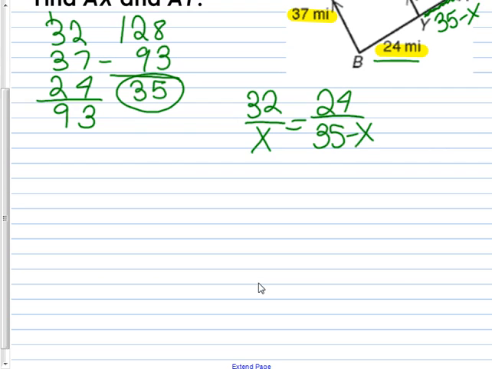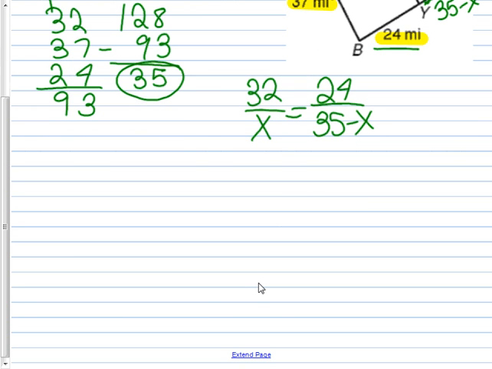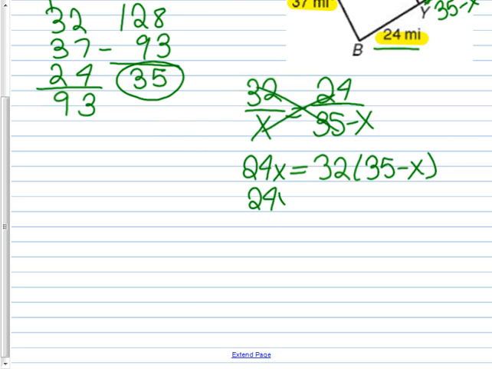And now I'm going to cross multiply. We did a problem just like this last class. The hardest part was figuring out it was 35 minus x. Now we're going to cross multiply. x times 24 is 24x. 32 times 35 minus x. 24x equals 32 times 35 is 1120, I believe. Let me double check. Yes, it is. And then 32 times minus x is minus 32x.